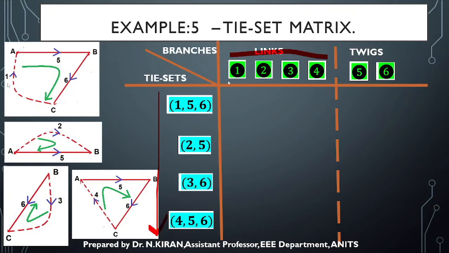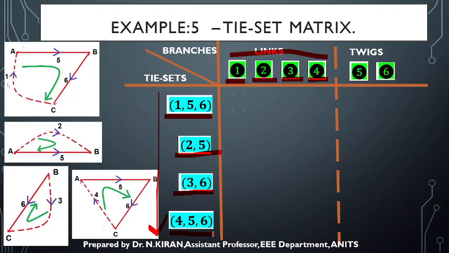Since I have entered the first link here, what is the tie set corresponding to the first link? That is 156. The next entry is the second link, the tie set corresponding to the second link is 25. This is the third link, the tie set corresponding to the third link is 36, and next is the fourth link, the tie set corresponding to the fourth link is 456. So whatever order you follow in the entry of links, the same order should be followed for tie sets.